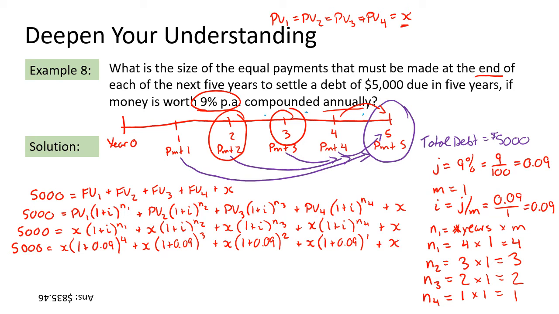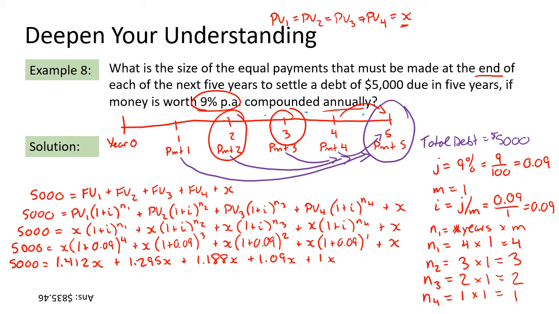Okay? So the easiest way to look at this is to simplify each one of these. So I have 5,000, and all I'm doing is doing everything in the brackets and with the exponent first. So 1 plus 0.09 to the exponent 4, that's 1.412 times x. For the second one, it's 1.295 times x. For the third one, it's 1.188 times x. And the fourth one is 1.09 times x. And the final term is just x. And remember, when it's just x, it's the same as 1 multiplied by x.